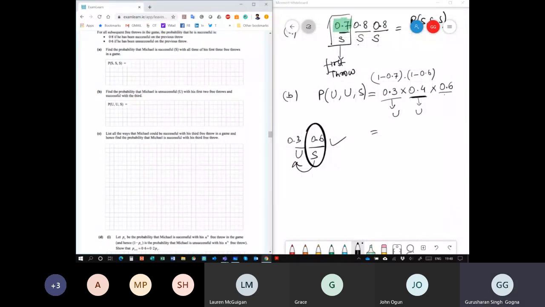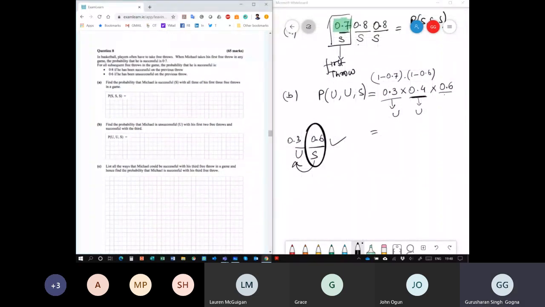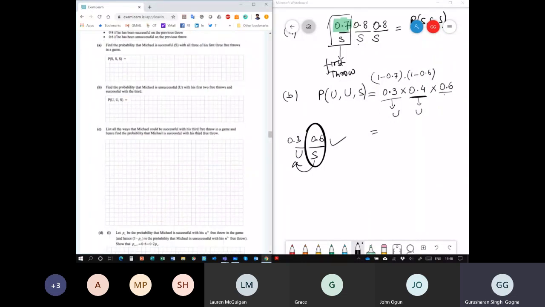So you have to read the question carefully, the information which is given in the bullet points here, so that's very important. Now list all the ways that Michael could be successful with his third free throw in a game.